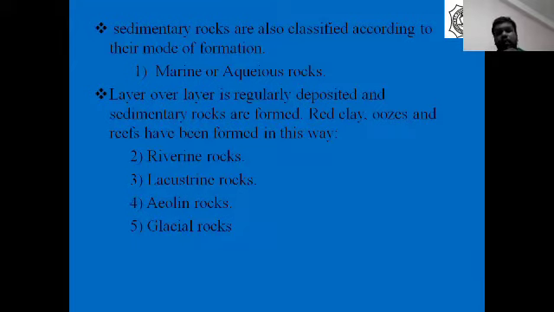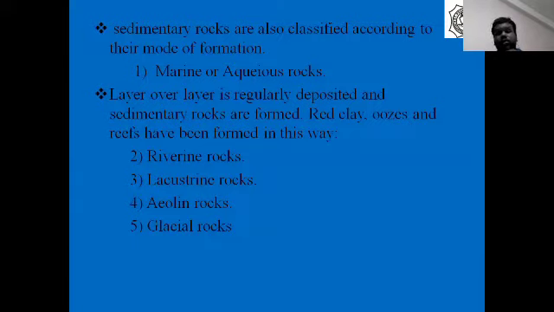Now, layer over layer is regularly deposited and sedimentary rocks are formed. Red clay, oozes, and reefs have been formed in this way. Now, what is the process of formation of sedimentary rock? Regularly it is formed layer by layer, by the deposition of layer over layer.